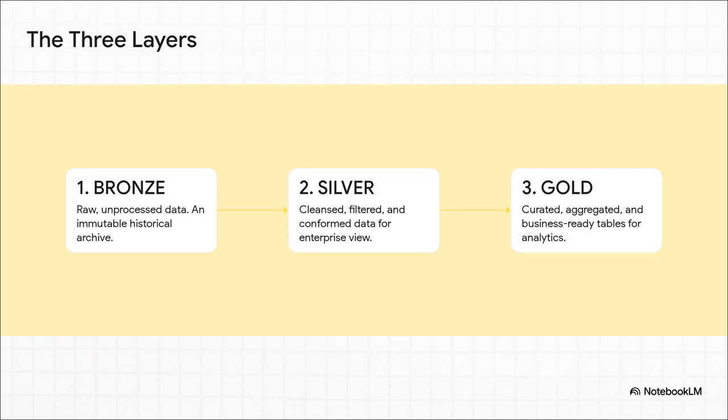Your data hops from one stage to the next. It all starts in the bronze layer. Think of this as your raw, untouched landing zone. It's a perfect historical archive. From there, it moves into the silver layer. This is where we do the heavy lifting, cleansing it, filtering it, and conforming it so it makes sense. And finally, it lands in the gold layer, where it's all aggregated and polished up into business-ready tables ready for your BI dashboards and analytics. Every single step adds more value and more trust.